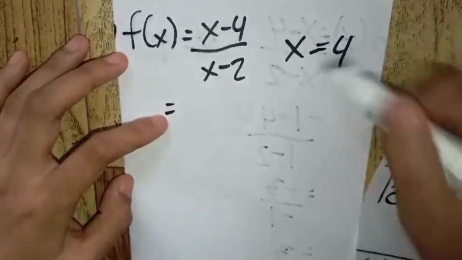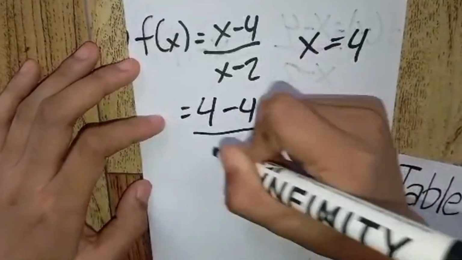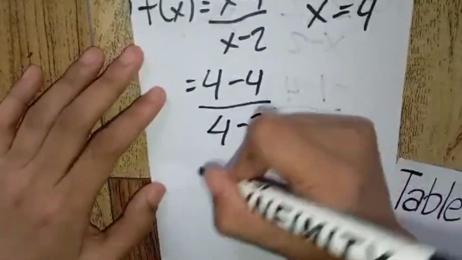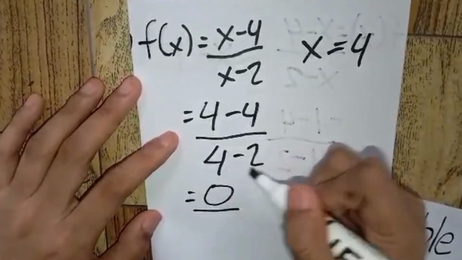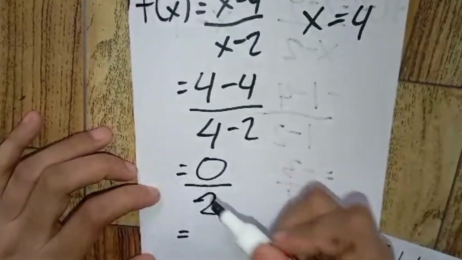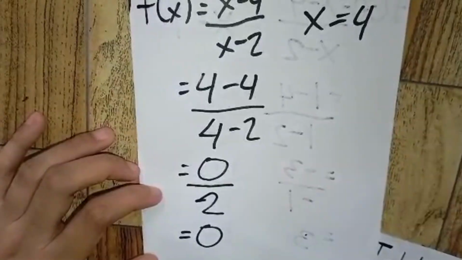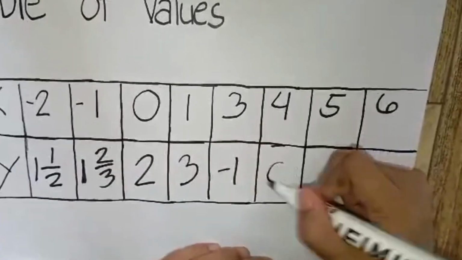So next is x is equal to 4. So 4 minus 4 all over 4 minus 2 is equal to 0 over positive 2. 0 divided by 2 is 0. So the ordered pair for x is equal to 4 is y is equal to 0.